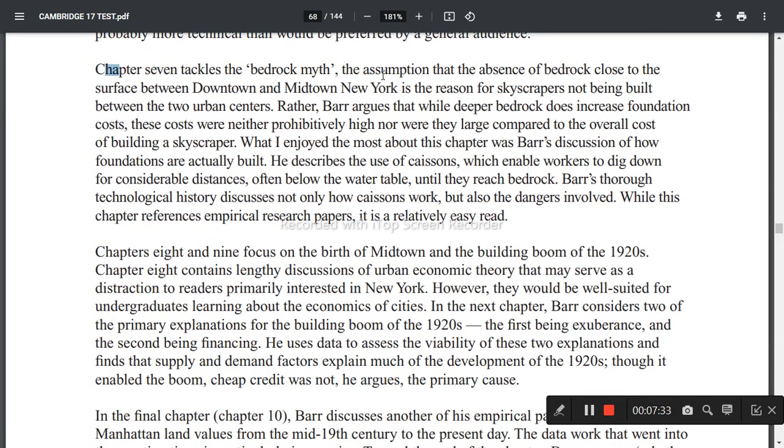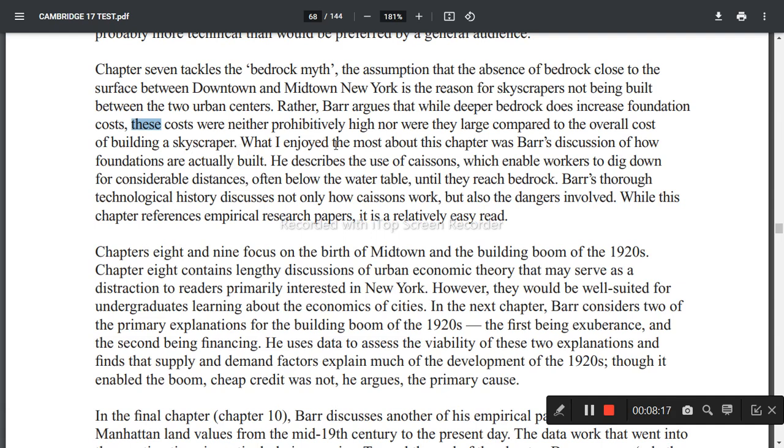the bedrock myth, the assumption that the absence of bedrock close to the surface between downtown and midtown New York is the reason for skyscrapers not being built between the two urban centers. Rather, Barr argues that while deeper bedrock does increase foundation costs, these costs were neither prohibitively high nor were they large compared to the overall cost of building a skyscraper.